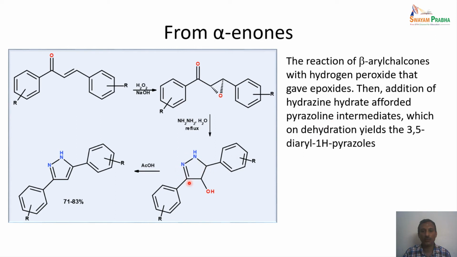This gives a pyrazoline intermediate, and this on treatment with acetic acid yields the corresponding pyrazole unit, and in this particular case the yields obtained are very high, 70 to 80% we are getting. So in other words, the alpha beta unsaturated compound can be converted to pyrazoles through the process as shown here.